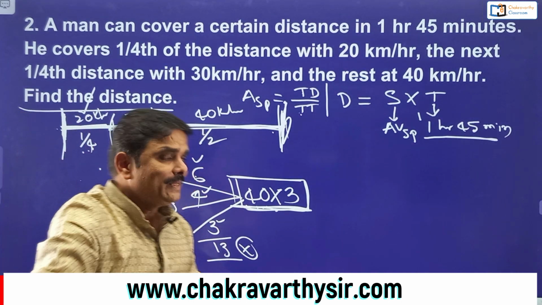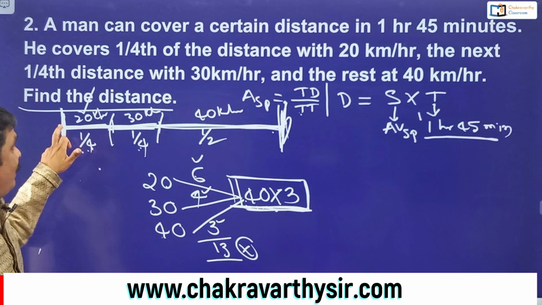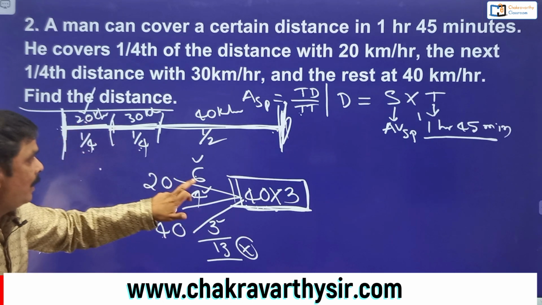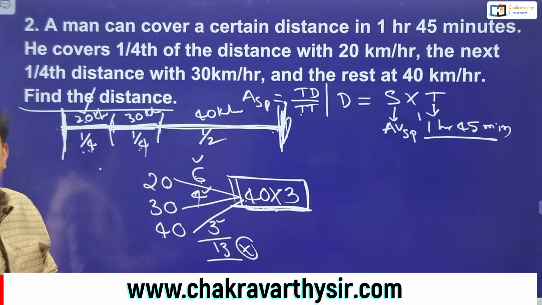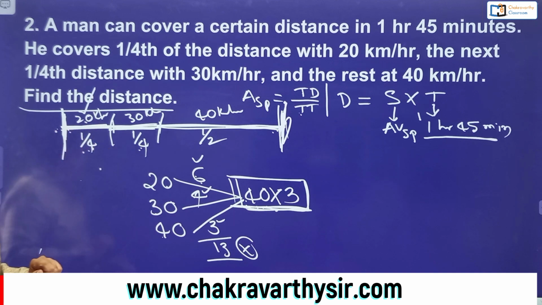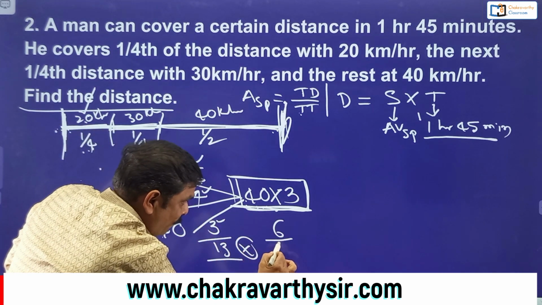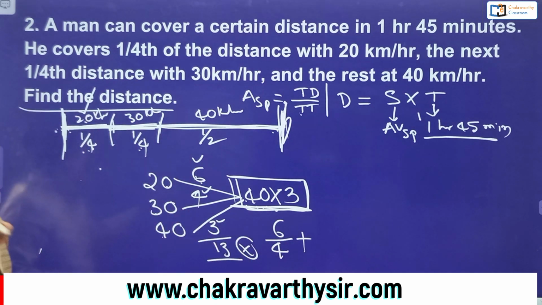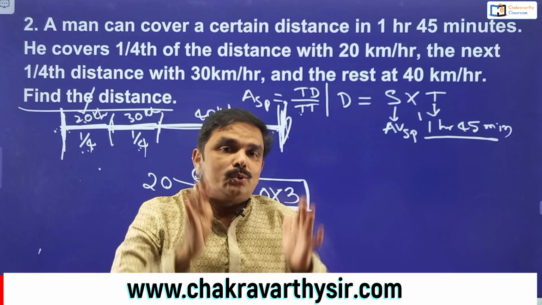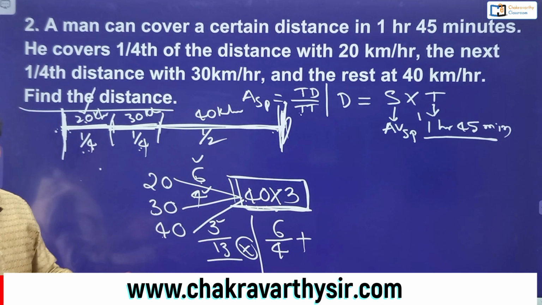Why? Because here I have imagined that this 40 into 3 is the total distance. If the total distance is travelled at 20 kilometers per hour, how much time would it take? 6 hours. But I need only 1 by 4 here. 1 by 4 means how much time would it take? 6 by 4 only. Now we got the idea? This is the additional step you have to do. But to do the question within the stipulated time, doing this additional step is not a problem for me.